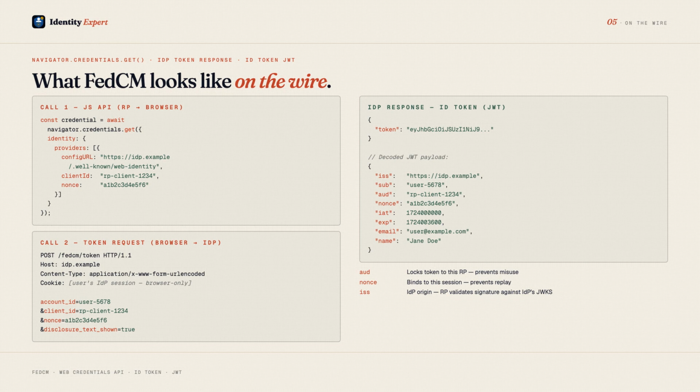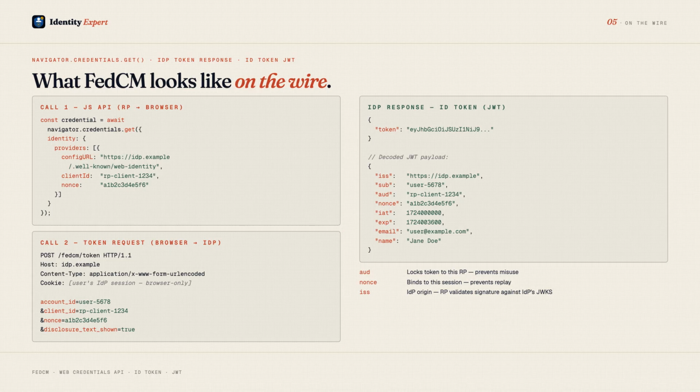The relying party calls navigator.credentials.get with a federated provider configuration. The config URL points to the identity provider's well-known FedCM manifest. The client ID identifies the relying party. The nonce provides replay protection. This call triggers the entire browser-mediated flow.